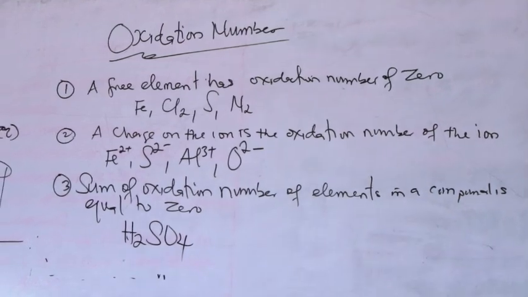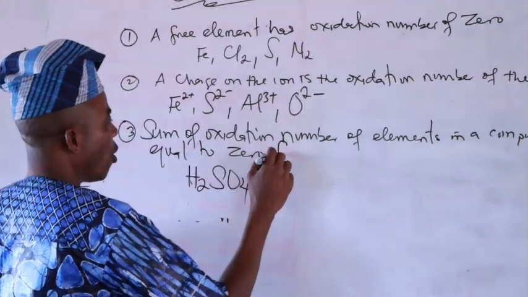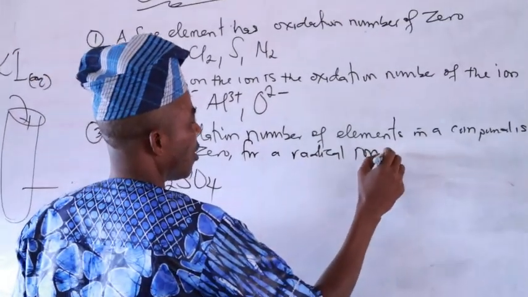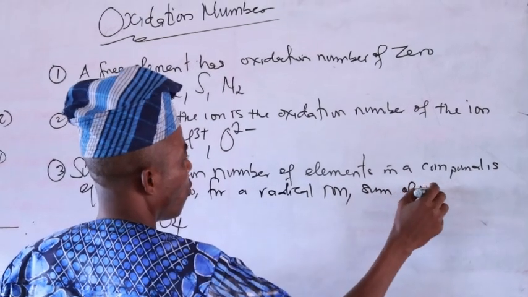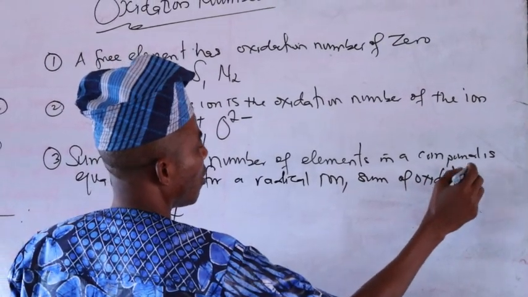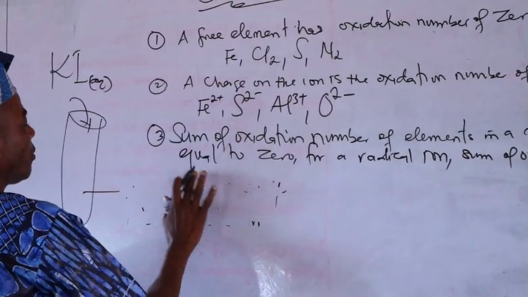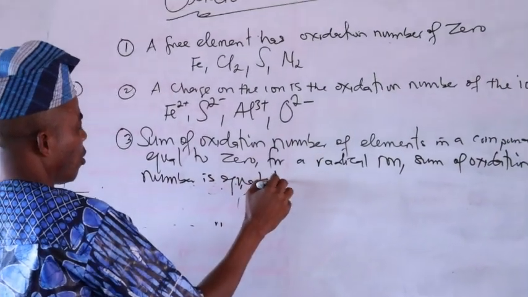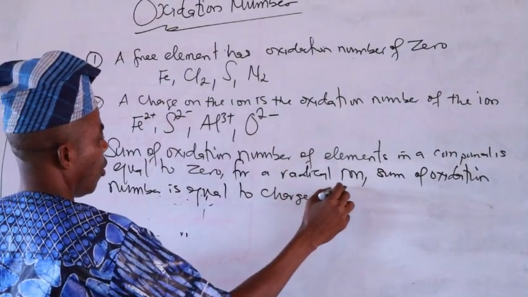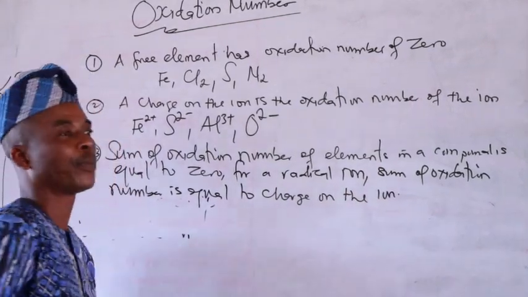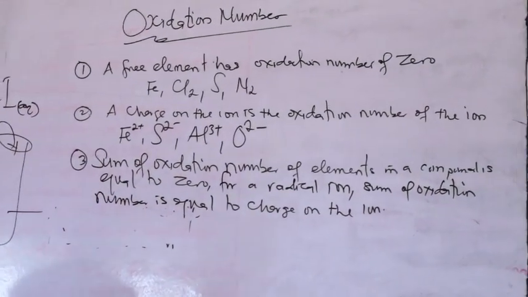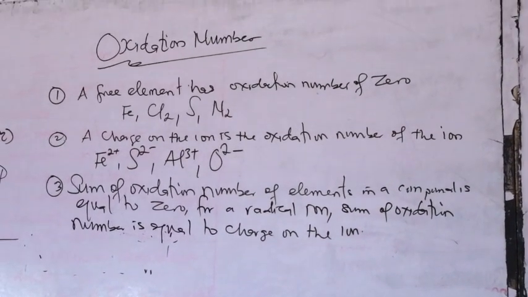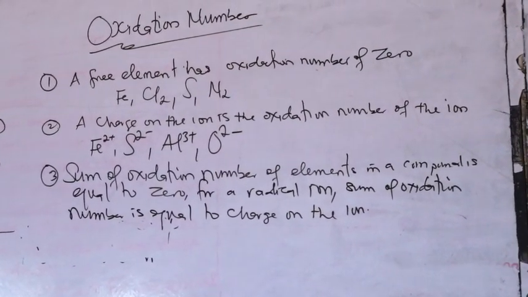For example, let's continue here. For a radical ion, the sum of oxidation numbers is equal to the charge on the ion. When you have a compound without charge, the sum of the oxidation numbers of the elements together will give us 0.